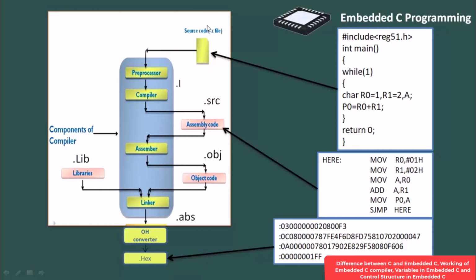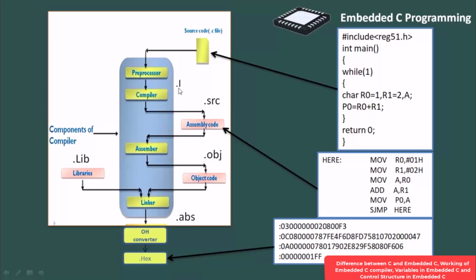Now let's see the working of the embedded C compiler. The source code file contains the source program to be compiled. The source code is usually developed in C. The embedded C compiler generates a series of output files during compilation. The preprocessor works on the .c file and generates a .i file. This file contains source text as expanded by the preprocessor. All macros are expanded and all comments are deleted.